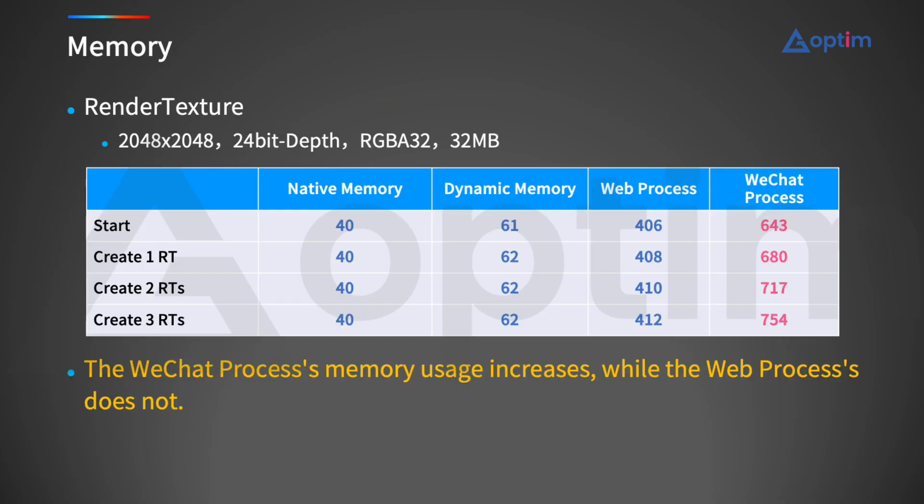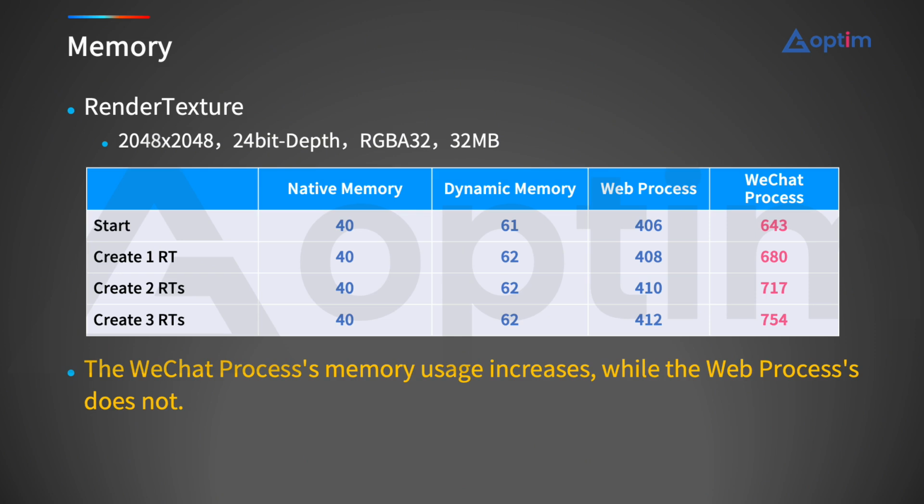Next, let's look at the memory impact of RenderTexture. We created several 2048 render textures using a 24-bit depth buffer and RGB32 format. Each render texture consumed about 32 megabytes of memory. After assigning them to a camera and actually rendering with them, so these were genuinely in use, not just allocated, we monitored the memory changes. What we found was interesting.